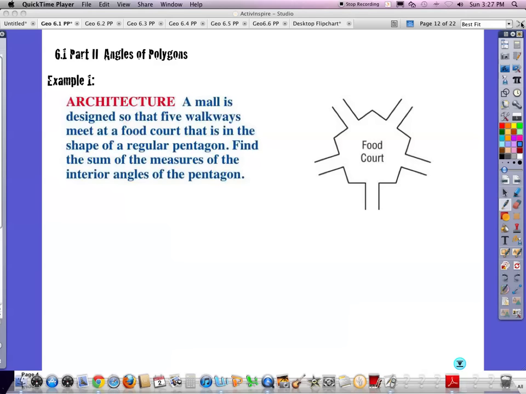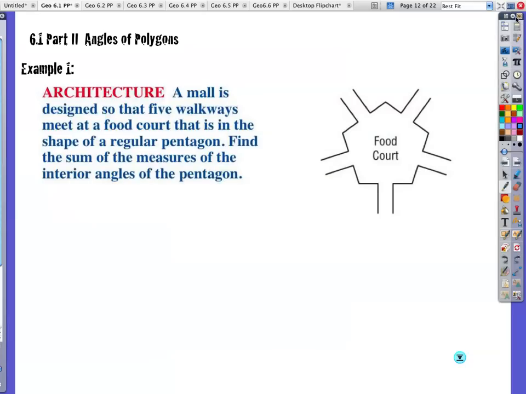Okay, now we are looking at section 6.1, part 2. Part 1 was just if you missed class and we discovered all of the rules, basically. And now we're going to use the rules. So this is the part that everybody should be watching, assuming that you were in class.